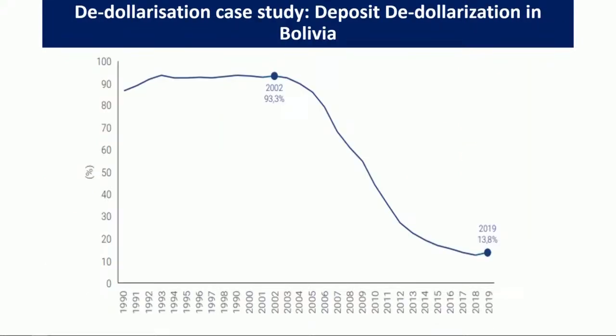Here's one country here. This country is Bolivia. In 2002, this is deposit dollarization, 93.3% of their deposits were USD. And in 2019, they reduced this to only 13.8%. If you look at today, this has come down even further, close to the 10% benchmark that we talked about. So that means Bolivia managed to do it. But how did they do it?